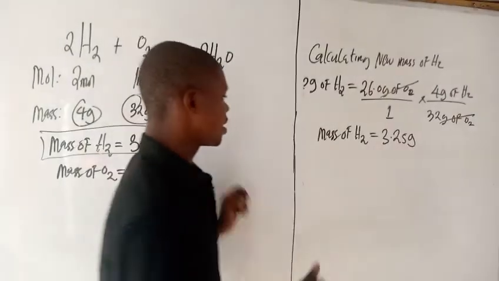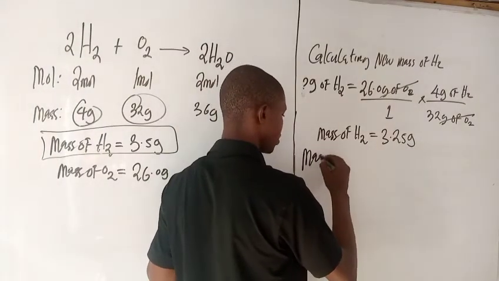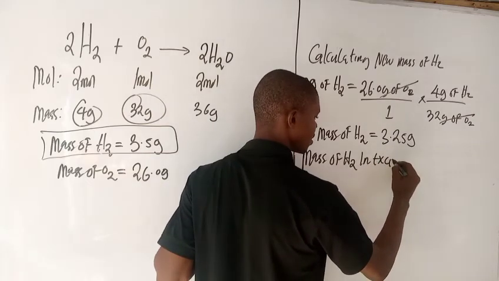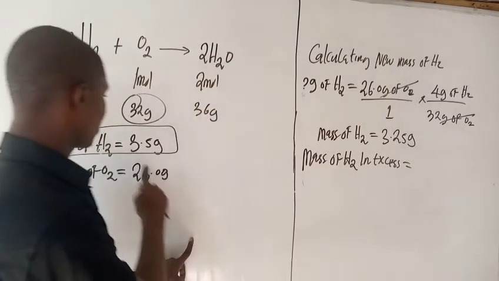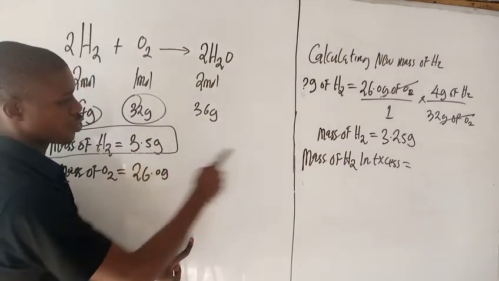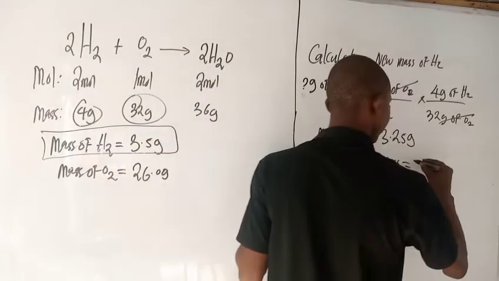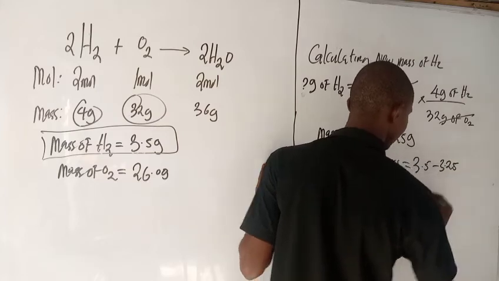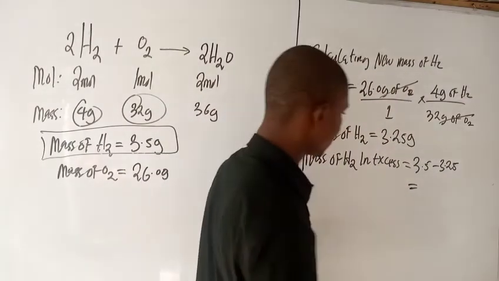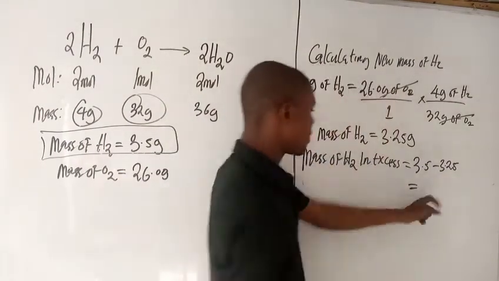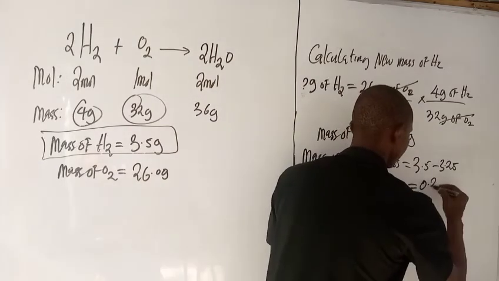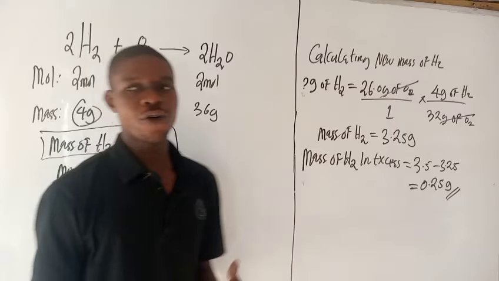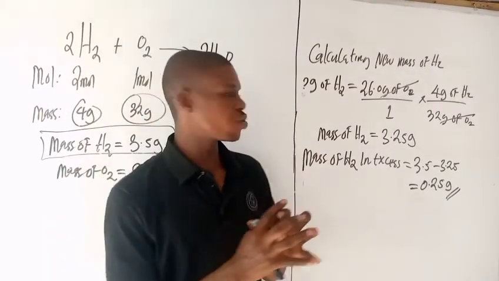So to get the amount or mass of H2 in excess, what happens here? It will now be 3.5 minus 3.25. Do you get that? So punch your calculator. The amount that will be left is going to be 0.25 gram. You get? So you can see how easy it is to solve this problem.